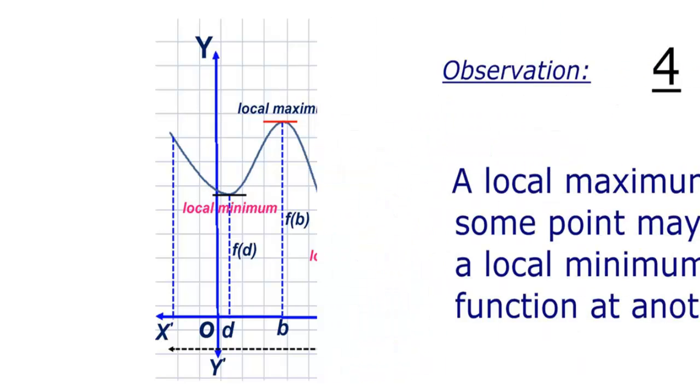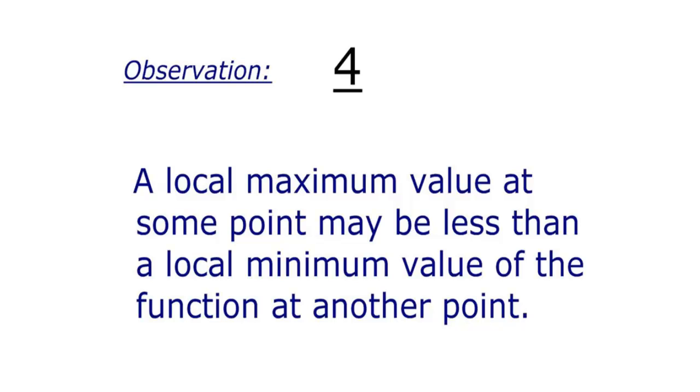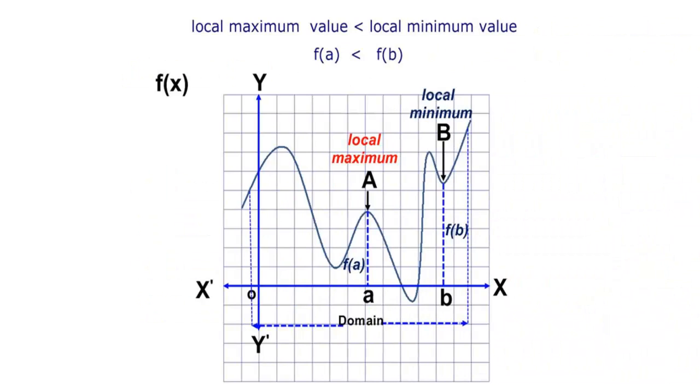Observation 4: a local maximum value at some point may be less than a local minimum value of the function at another point. Now, local maximum and local minimum. Literally, maximum should be the highest and minimum should be the lowest. But however, now see this graph. If we observe here, A is the local maximum point and B is the local minimum point.